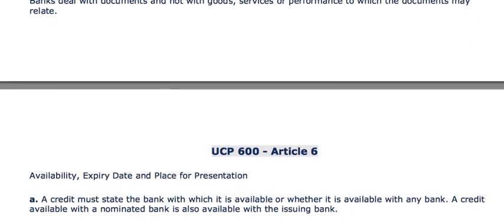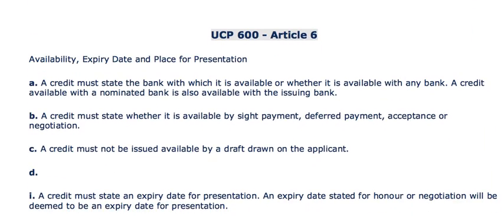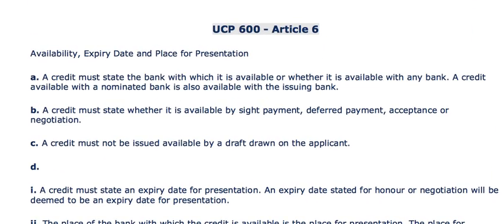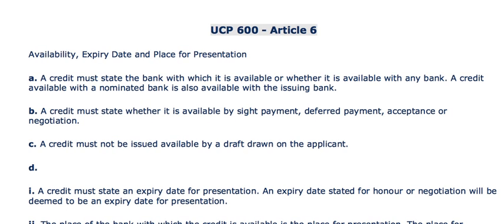Now, Article 6. It talks about some other terms: availability, expiry date, and place of presentation. So point A says, a credit must state the bank with which it is available, or whether it is available with any bank. A credit available with a nominated bank is also available with the issuing bank, definitely.